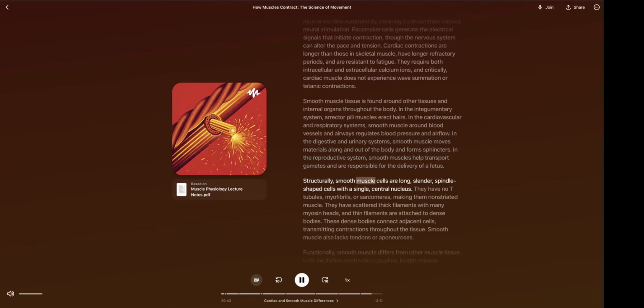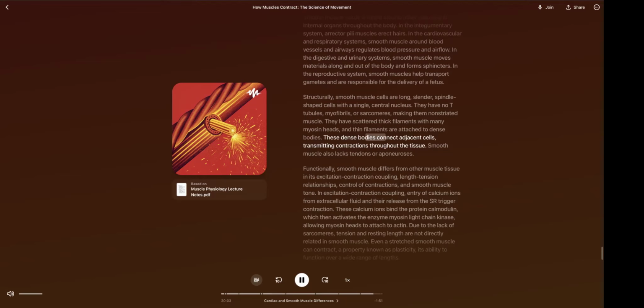Structurally, smooth muscle cells are long, slender, spindle-shaped cells with a single central nucleus. They have no T-tubules, myofibrils, or sarcomeres, making them non-striated muscle. They have scattered thick filaments with many myosin heads, and thin filaments are attached to dense bodies. These dense bodies connect adjacent cells, transmitting contractions throughout the tissue. Smooth muscle also lacks tendons or aponeuroses.